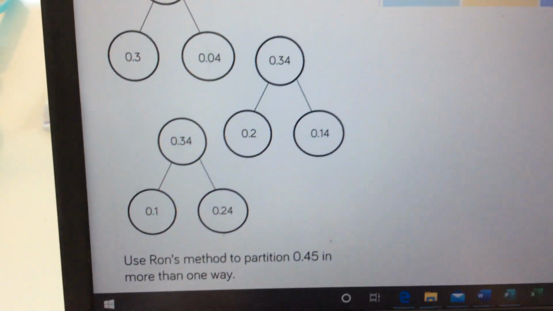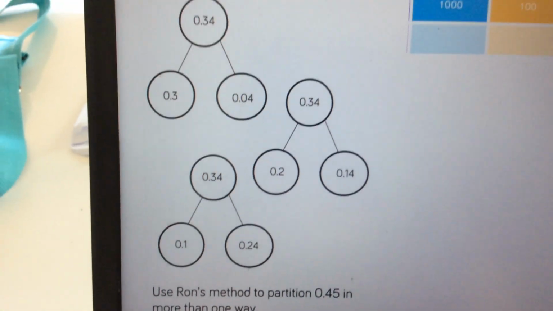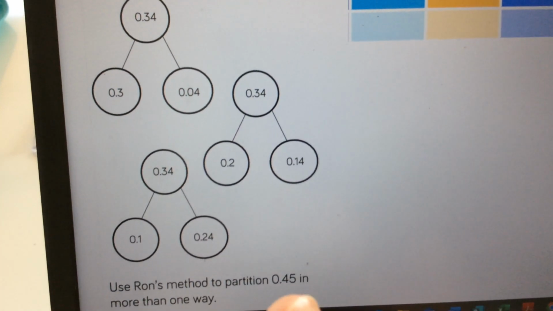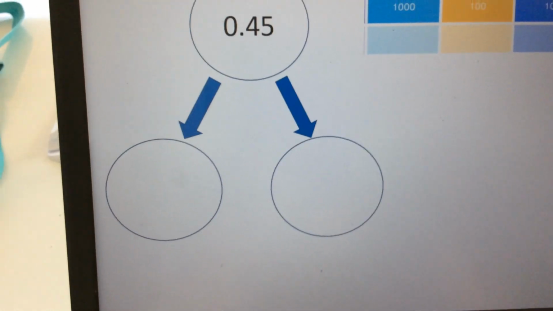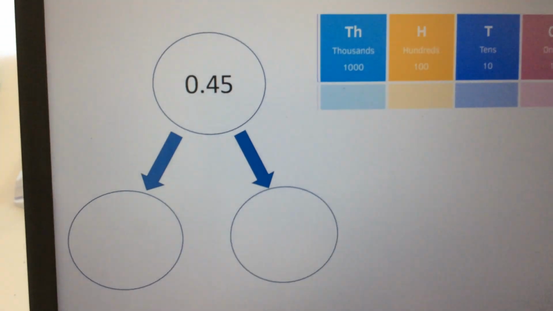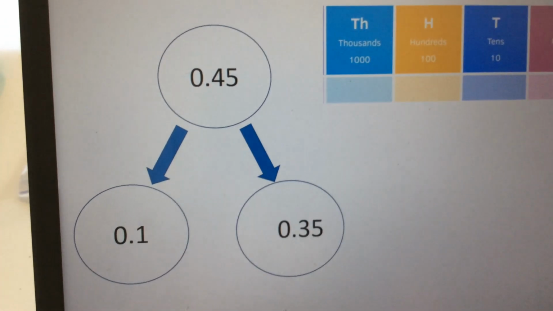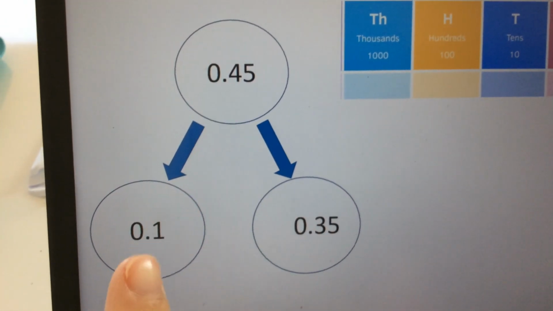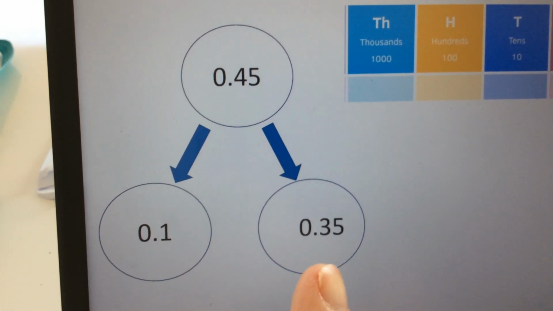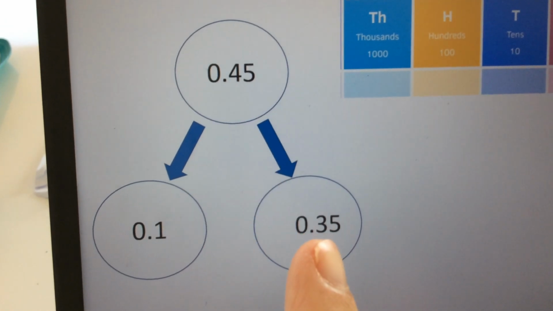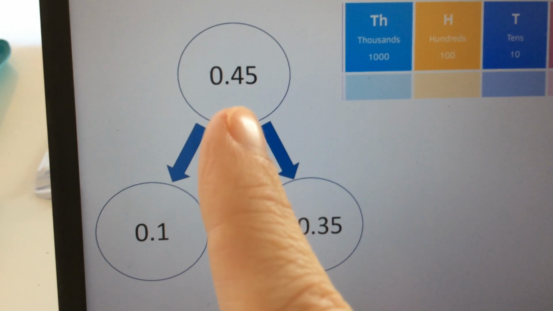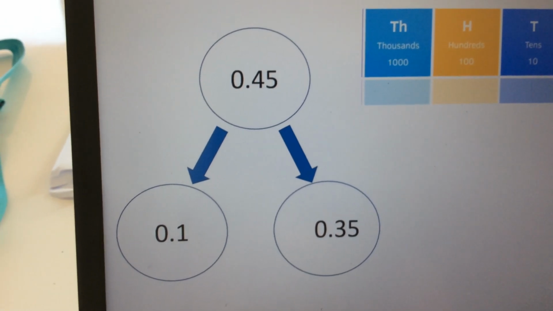Okay, so it's asked you to do the same, so create something which looks like this, but for 0.45 instead. So if you had 0.45, start off with a really simple one to start with. If we did it with 0.1, 1/10 from there, so we've still got 3/10 and our 5/100ths there. If we added those two together, we would get our 0.45.